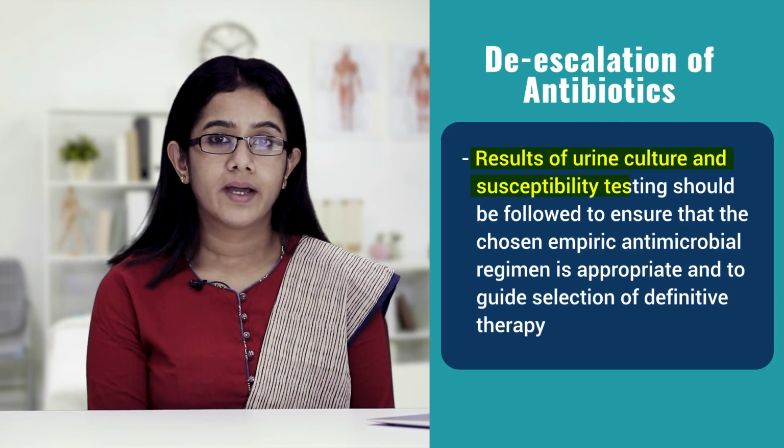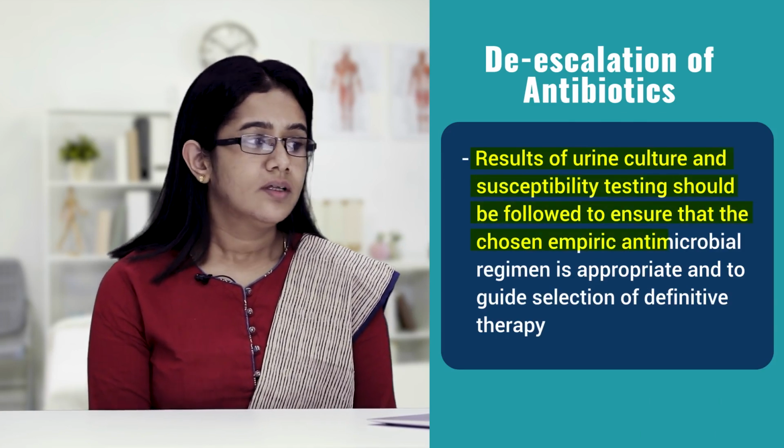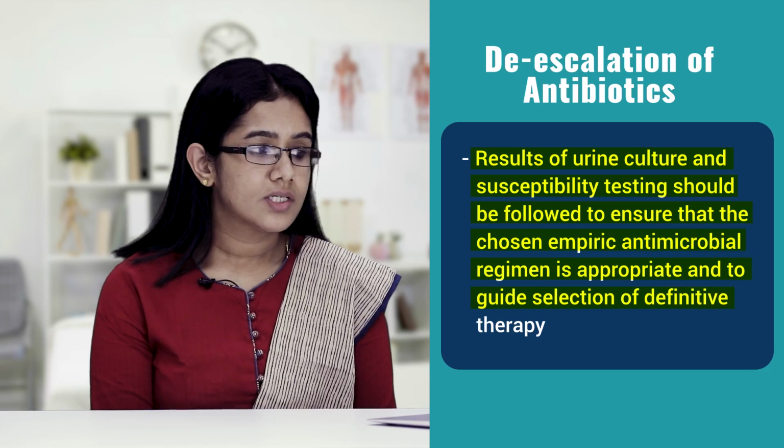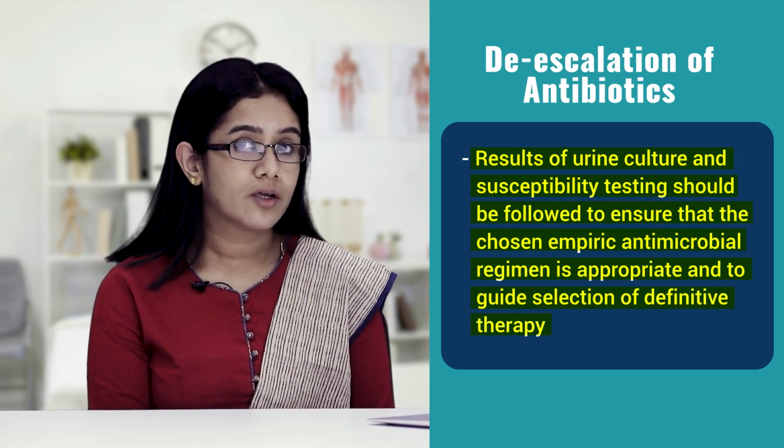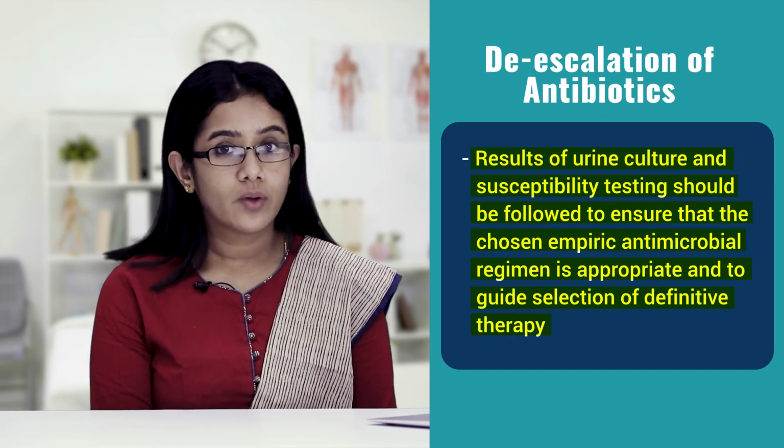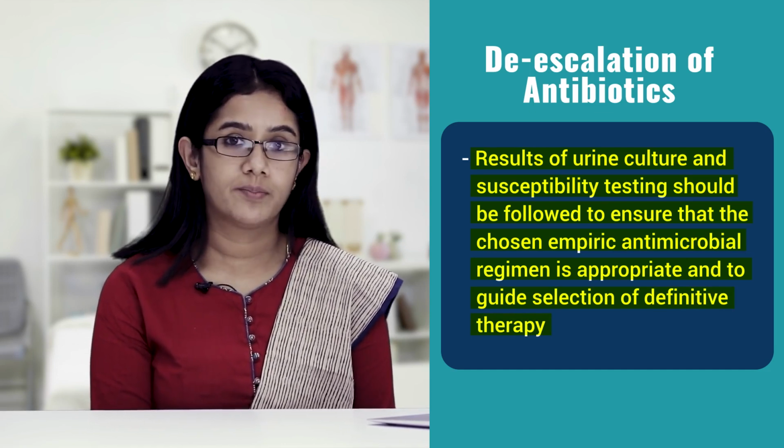Once the empiric therapy for urinary tract infection has been instituted, you also need to get back your urine culture and sensitivity report. The results of the urine culture and sensitivity should be followed. This is to ensure that the chosen empiric antimicrobial regimen is appropriate and to guide the selection of definitive therapy.